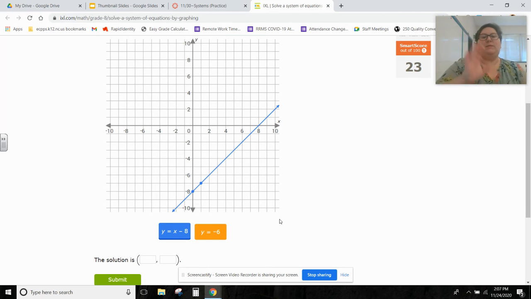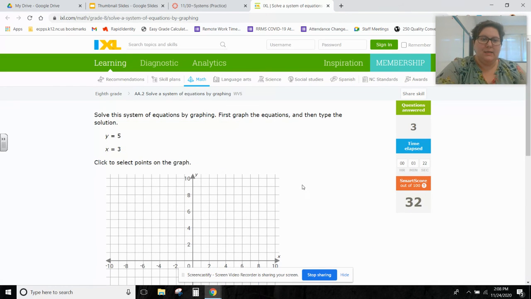Now let's look at the next one. This is a little weird. It's a little interesting. If you have y equals -6, that means my y-intercept is -6, and my slope is 0. So if it's y equals, you just pick another one. Remember, a slope of 0 means it's a horizontal line. So my graphs meet at 2, -6. So my solution is 2, -6. Take your screenshot. Let's do one more.